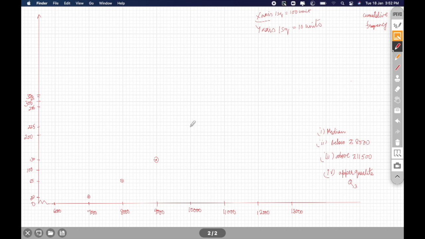So 225, this point, okay, for 10,000. Next for 11,000 it is 285. So 285 it is 11,000. This is 315, it should come here, just below the two squares. This is 315 and this is 300.